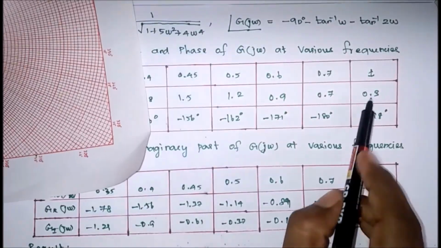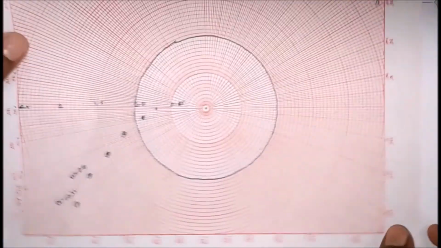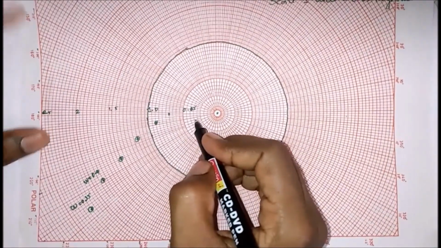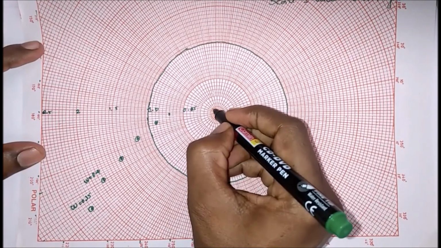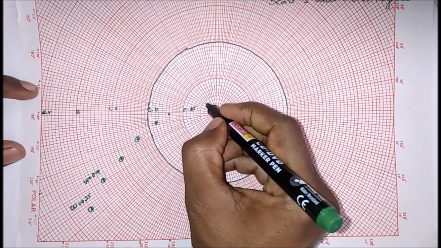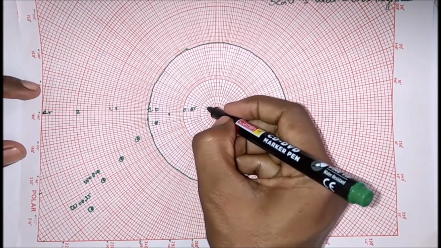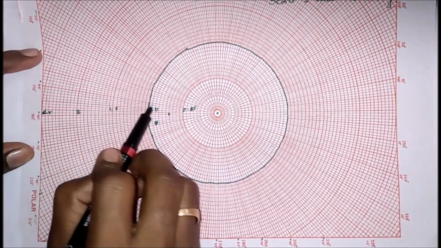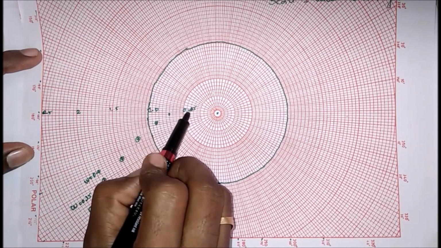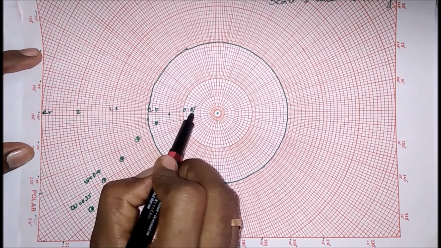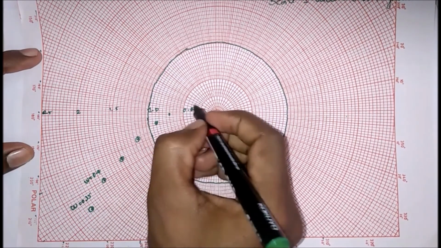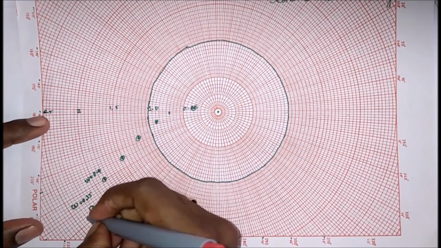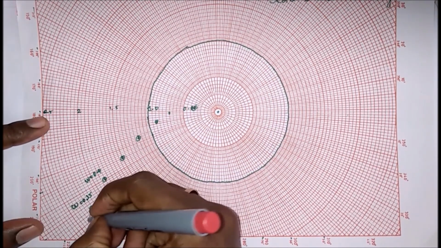Next, 0.3 and minus 198. Which one is 0.3? This is 0.3, and minus 190 is this, so this is the 190. Then 0.3 is at this point. Now we have to connect all these points.